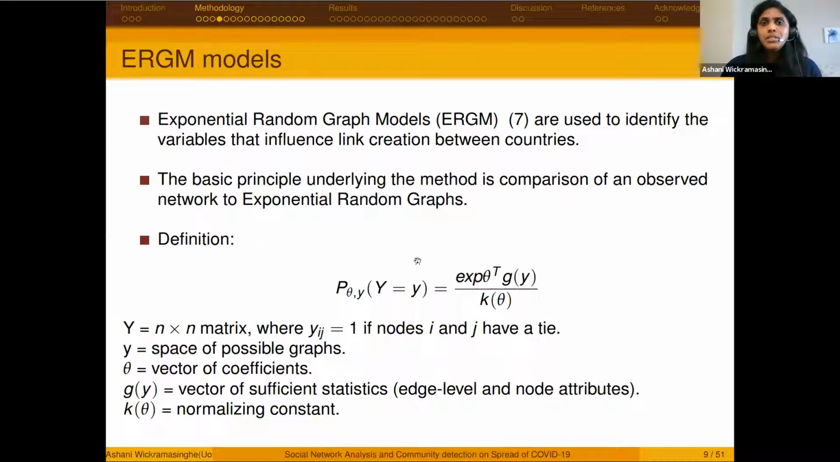Capital Y shows the adjacency matrix. Simple Y is the possible graphs, and theta is the vector of coefficients. g(y) shows the vector of sufficient statistics. In sufficient statistics, we can consider edge level and node level attributes. I will discuss this in later slides. K(theta) is the normalizing constant.